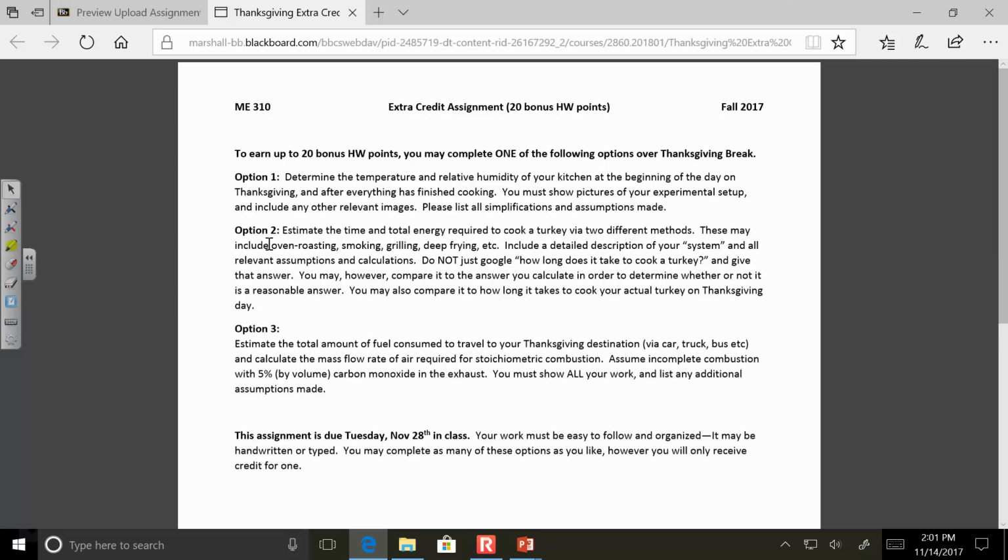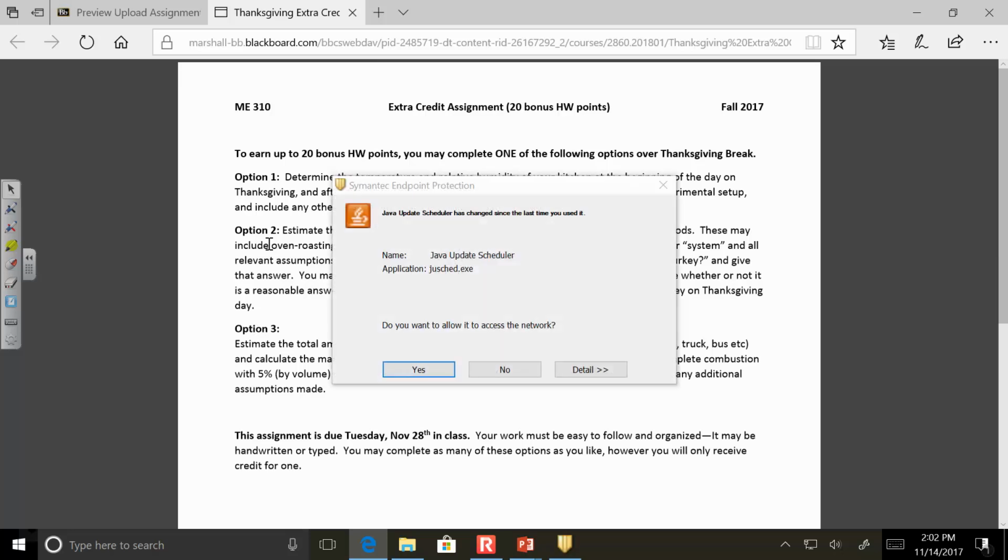Option 2 is to estimate the total time and energy it takes to cook a turkey. And I want you to figure it out doing 2 different ways. So if you smoke it or deep fry it or bake it or boil it or whatever it is, just try to determine the difference between the 2 methods. And you can go and Google how long does it take to cook a turkey, and there's a lot of information out there about how long it takes. But I don't want to necessarily know how long it takes. I want you to figure out how long it takes.